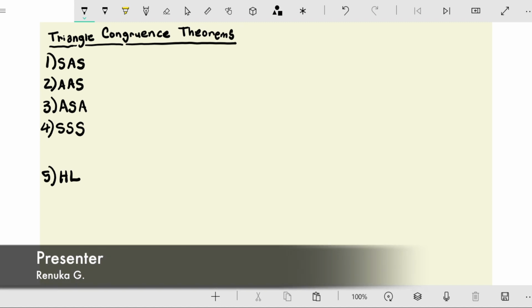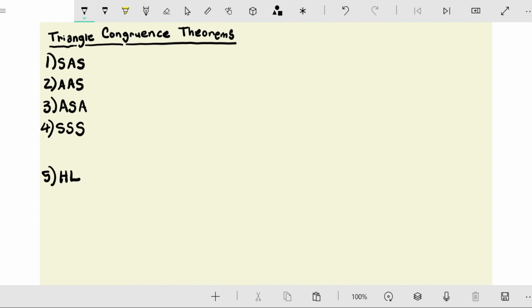Hey guys, today we will be learning about the different triangle congruence theorems. There are 5 different theorems that we could use to prove that two triangles are congruent.